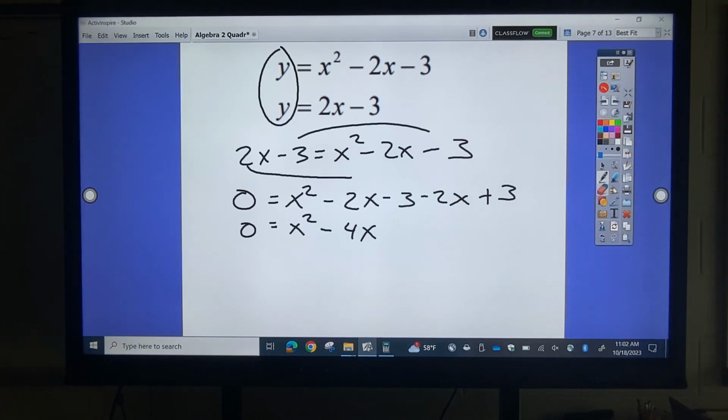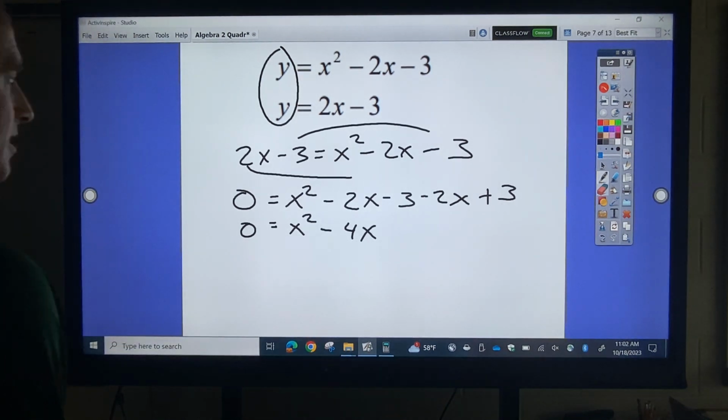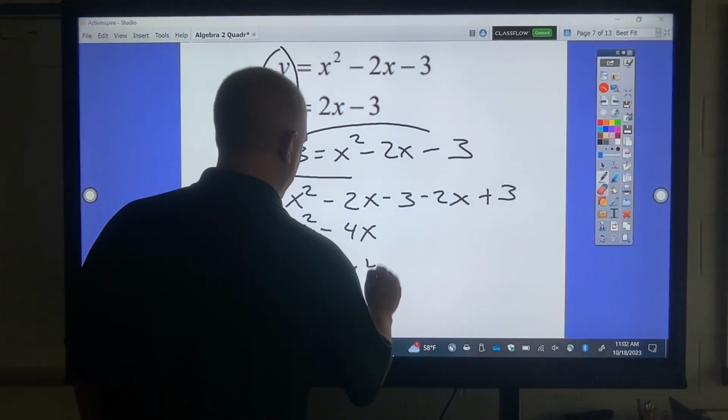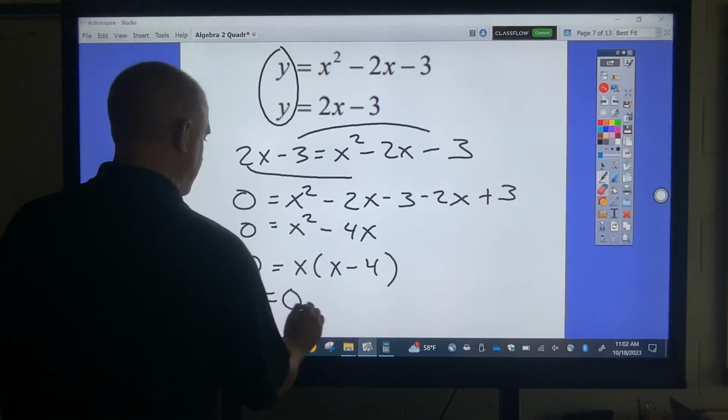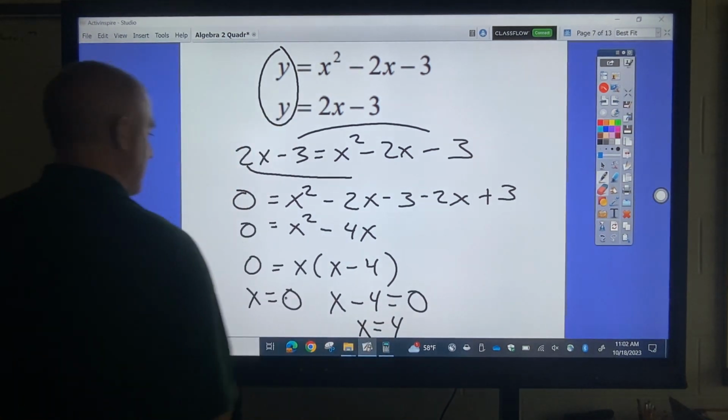Now, in my opinion, it's probably easiest to factor this. You can use any method that you want, okay? So what I would do is I would just take out an x, that's going to be x times x minus 4, and then I solve those. x equals 0, x minus 4 equals 0. Well, this is x equals 4, that's already 0.